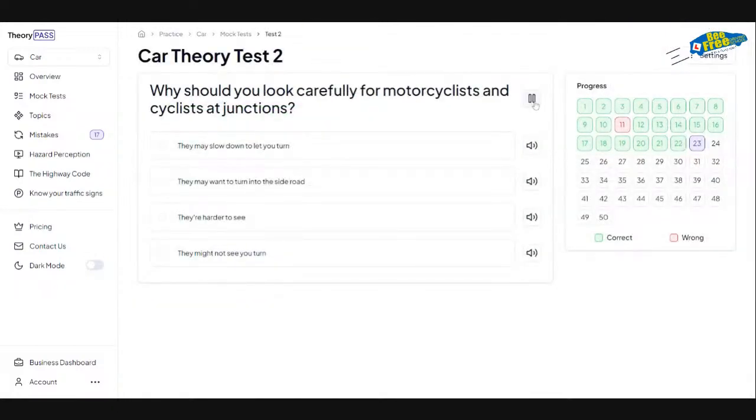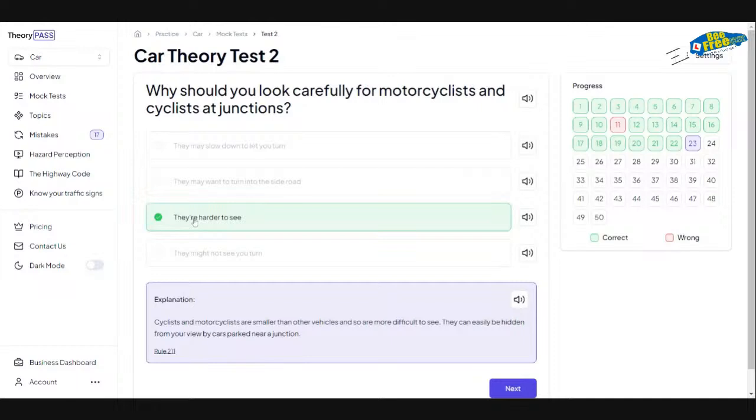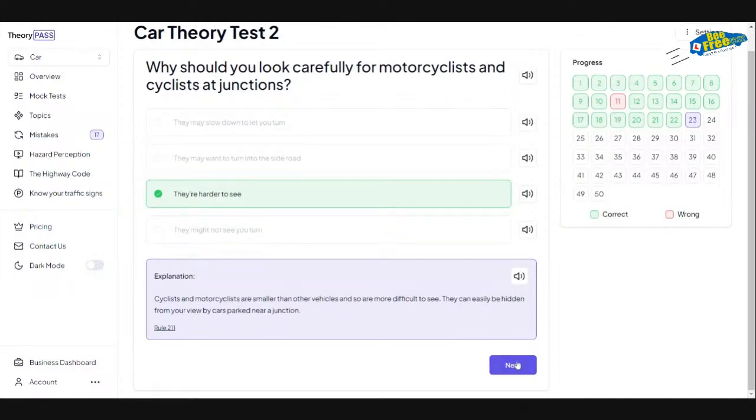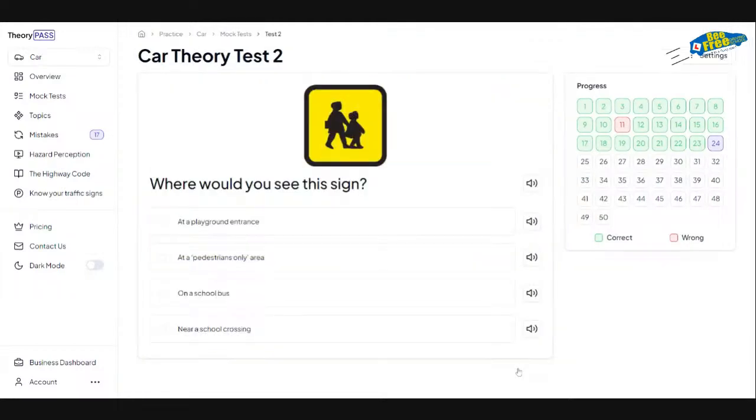Why should you look carefully for motorcyclists and cyclists at junctions? They may slow down to let you turn. They may want to turn into the side road. They're harder to see. They might not see you turn. Yeah, they're harder to see. They're small. They don't have big lights on them. And yeah, they can be harder to see.